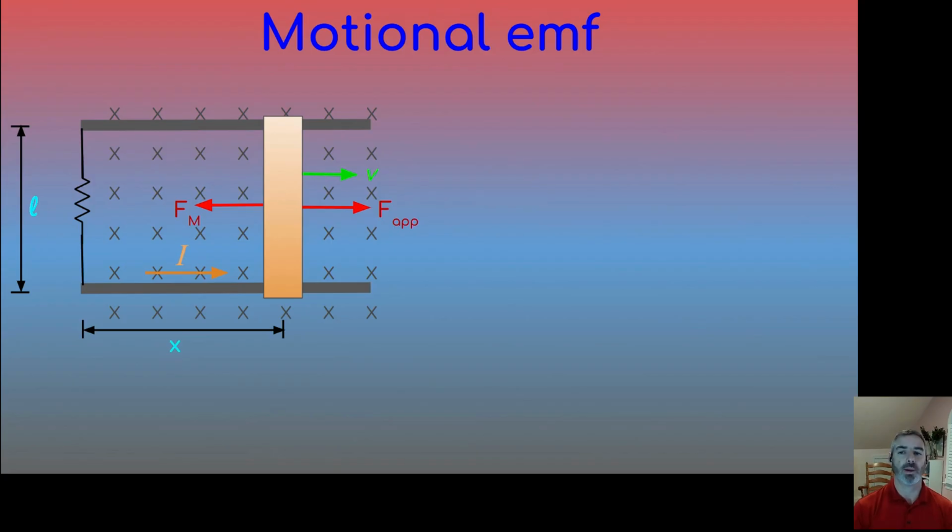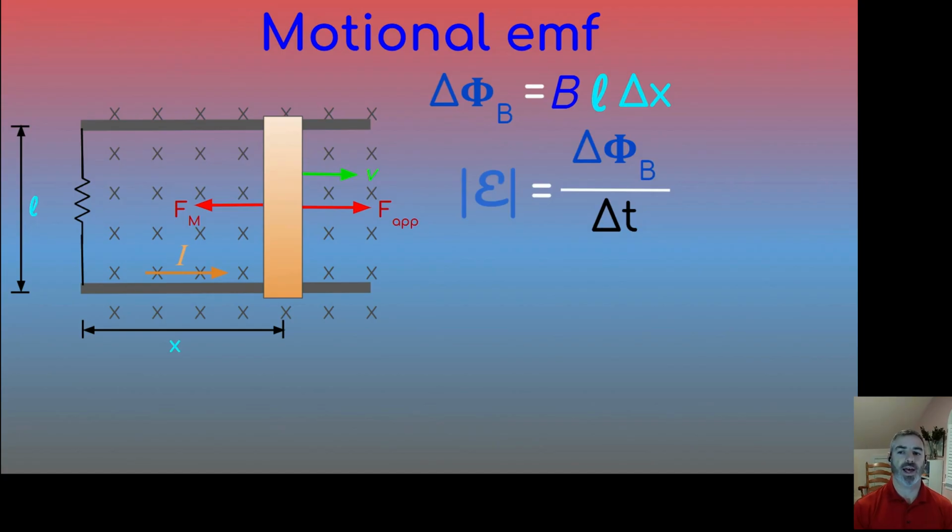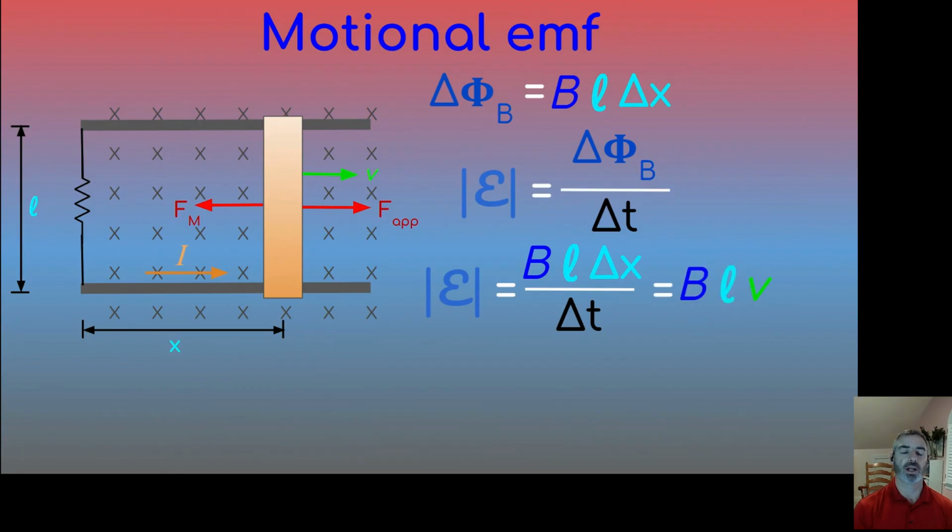And the flux, remember, is magnetic field times the cross-sectional area. Well, that cross-sectional area is just going to be L times x. So we can calculate the magnetic flux by doing B L delta x. Now, the motional EMF is going to be the absolute value of the EMF is going to equal the change in magnetic flux divided by the change in time. Substituting flux as B L delta x, we know that delta x over delta t, well, that's just the velocity of the rod because the rod's moving at a constant speed.